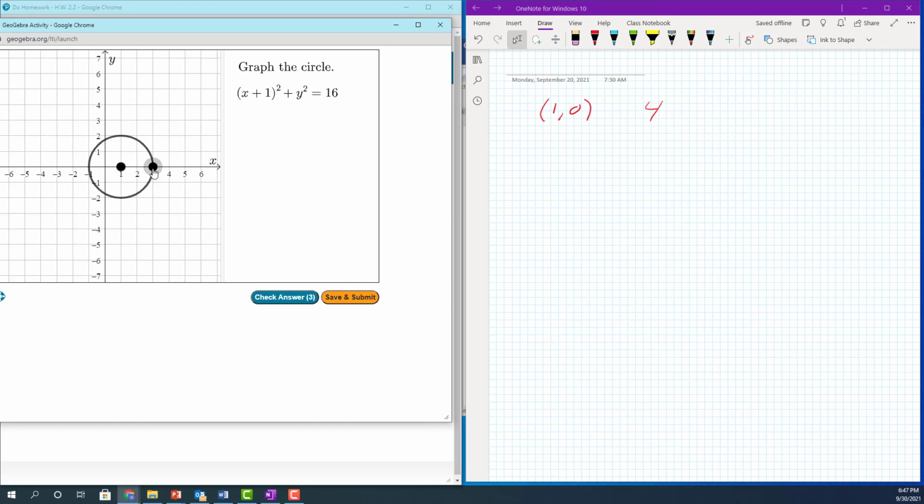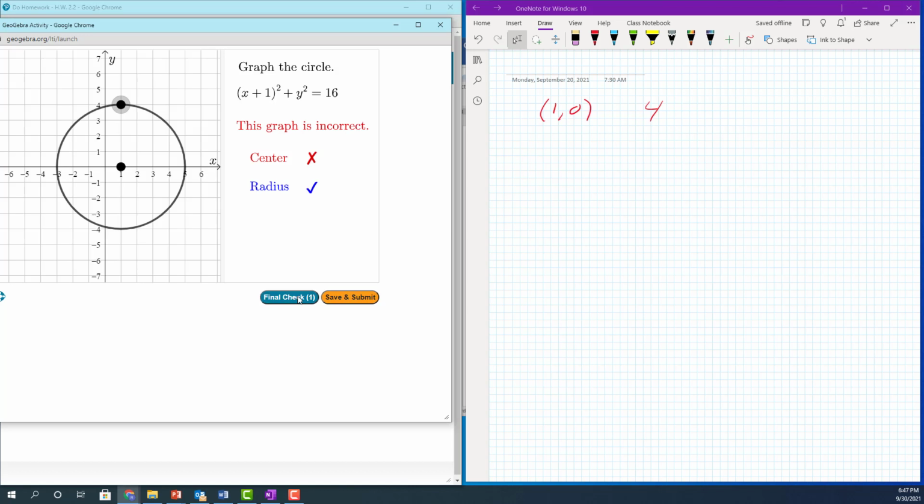And now we want to move this so that it's 4 units away from the center. And it doesn't matter which direction you go, you can go this way 4 units, or you can go this way 4 units, or down 4 units. It doesn't particularly matter. So let's go ahead and just go up 4 units. And then you can check your answer.